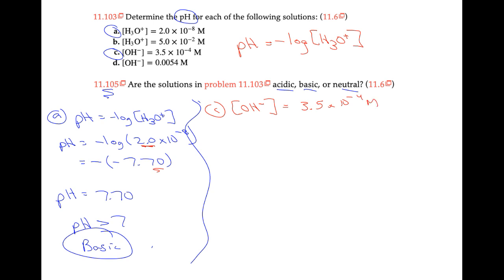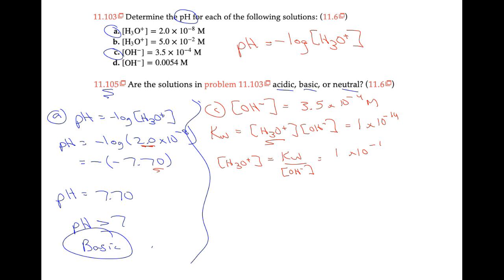But luckily, we have a way to solve that by using Kw for the autoionization of water, which is equal to the concentration of hydronium times the concentration of hydroxide, and that's equal to 1 times 10 to the negative 14. So I can rearrange this formula to solve for H3O plus. The H3O plus concentration is equal to Kw divided by the concentration of hydroxide. If I plug in the numbers, I get 1 times 10 to the negative 14, where we can assume an infinite number of significant figures because Kw is a constant, divided by our concentration of hydroxide, which is 3.5 times 10 to the negative 4.